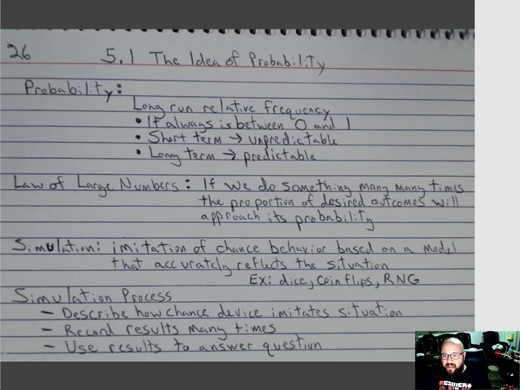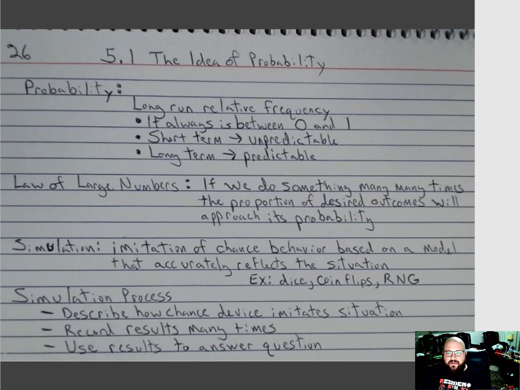Okay, it's always between 0 and 1. Okay, the probability is always between 0 and 1. In other words, 0 doesn't happen, 1 is going to happen, right? Short term, unpredictable, and long term would be predictable, okay? So long run for relative frequencies, okay? So if you do a long term setup, that's predictable. If it's a short term, it's kind of unpredictable.